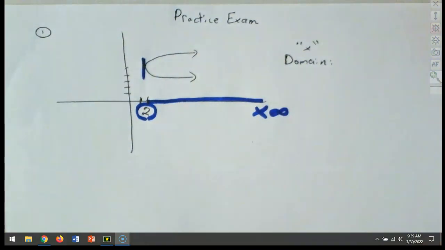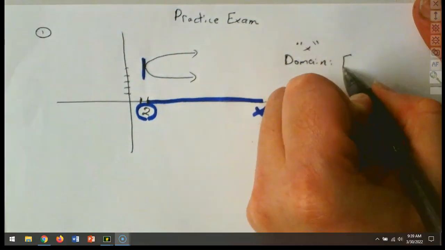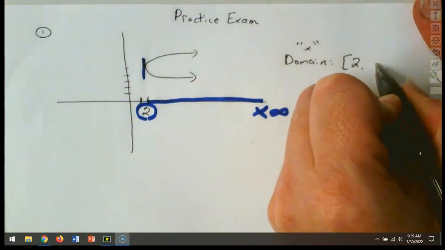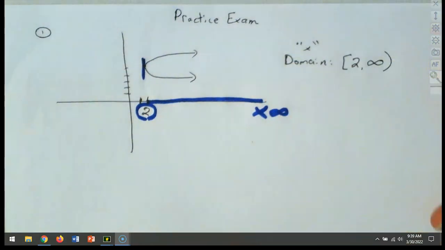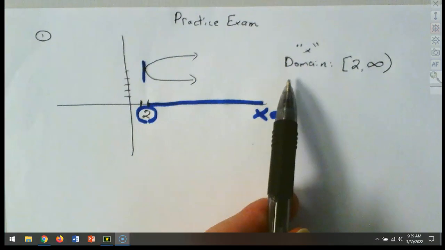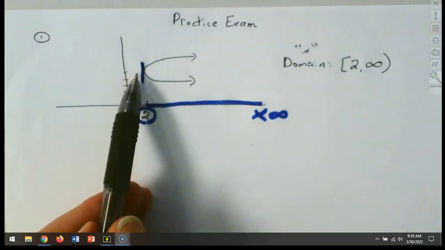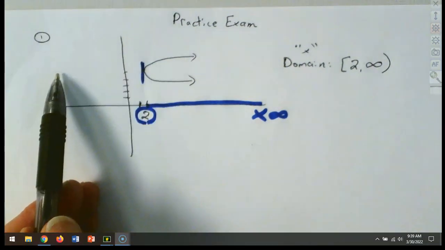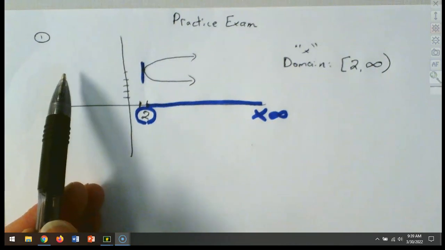So what would my domain look like? Domain is the values of x, and that's 2 to positive infinity. Is everyone okay with that? So you figure out where it starts at on the x-axis. If it goes to the right, it's positive infinity. If it would have went back to the left, it would be what? Negative infinity. So do not miss this question.